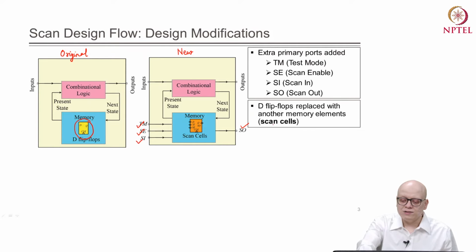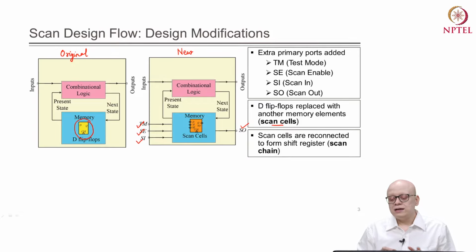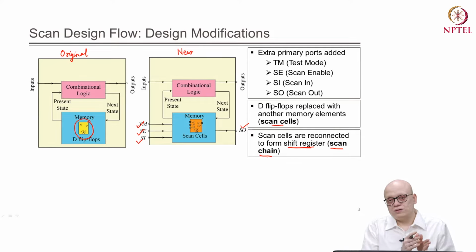So, what are scan cells? We will see. We replace D flip flops in our design with another kind of memory elements which are known as scan cells, and then we connect these scan cells such that a shift register is formed. A shift register from the input port to the output port is formed using these scan cells, and once we connect and make this a shift register, this shift register is also known as scan chain. Because this is a chain of scan cells, it is known as scan chain.